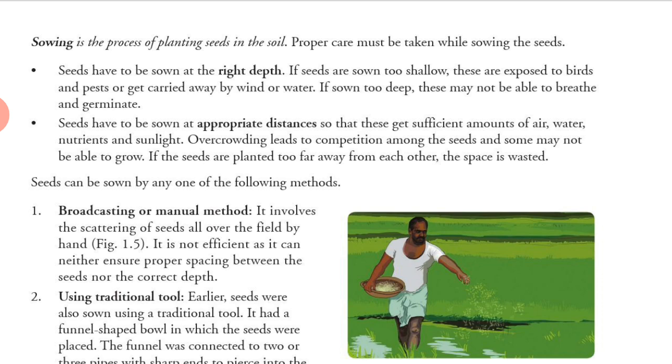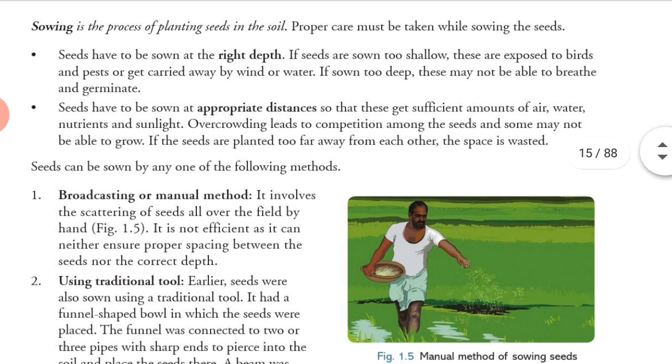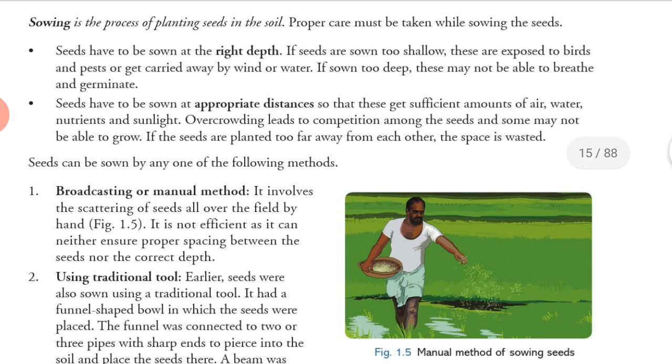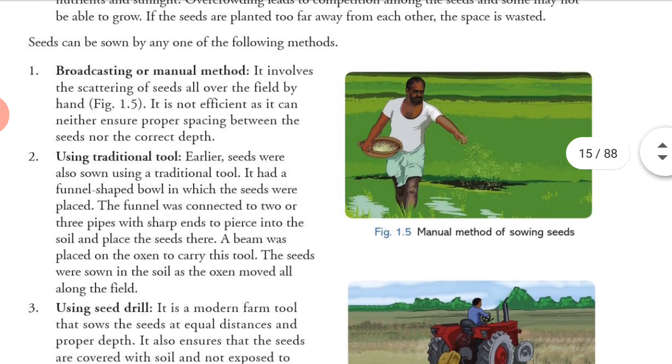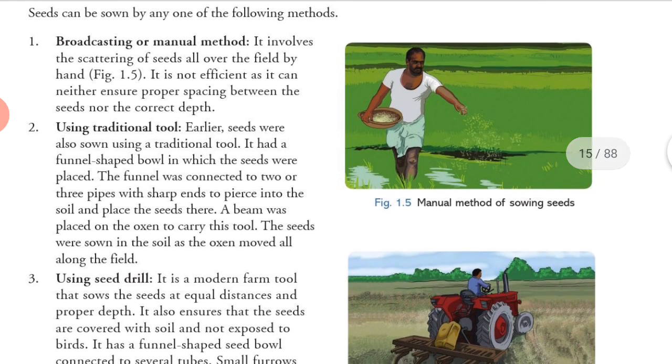Seeds have to be sown at appropriate distances so that they get sufficient amounts of air, water, nutrients and sunlight. Overcrowding leads to competition among the seeds, and some may not be able to grow. If the seeds are planted too far from each other, space is wasted. So seeds can be sown by one of the following methods: broadcasting or the manual method.